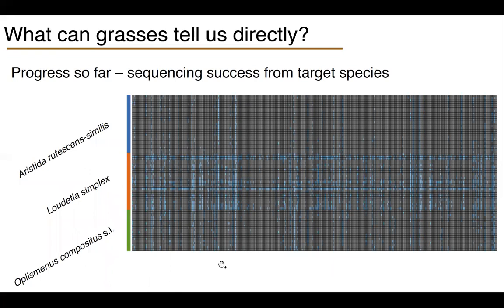Well, we have some good population level sampling of those target species. We've managed to generate the data, and it looks good, but we still haven't moved on to any analyses yet. So fingers crossed that the results look good and that they're actually useful.